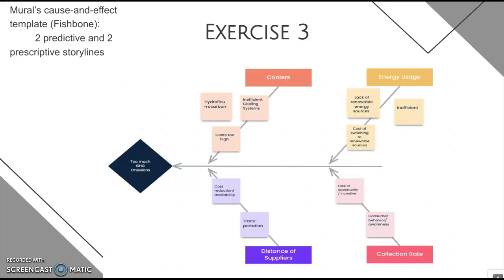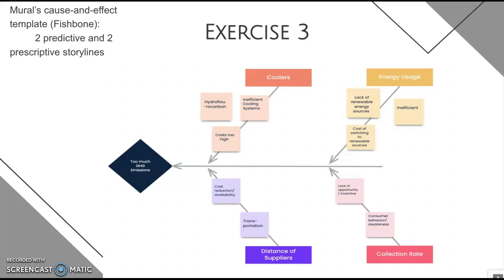Energy usage. So there is a lack of renewable energy sources, especially near the manufacturing plants of Coca-Cola. They can be inefficient and very costly to switch to the renewable sources. Another cause is distance of suppliers. So with higher distances of suppliers, the transportation is higher than ideal, therefore contributing to more greenhouse gas emissions than potentially necessary.